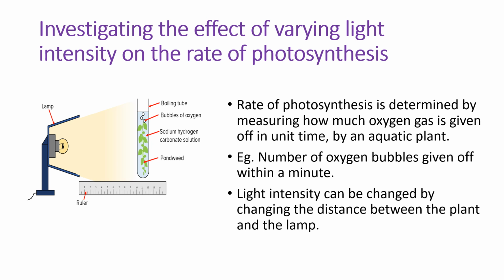unit time. In order to change the light intensity received by the plant, we use a lamp to provide light for the photosynthesis. When the lamp is kept closer to the plant, the light intensity is high. When the lamp is moving away from the plant, the light intensity is getting lesser and lesser.